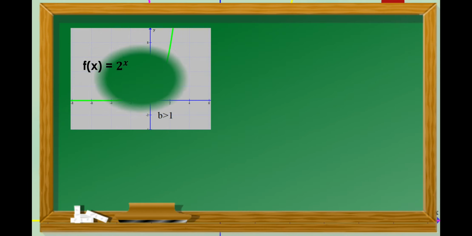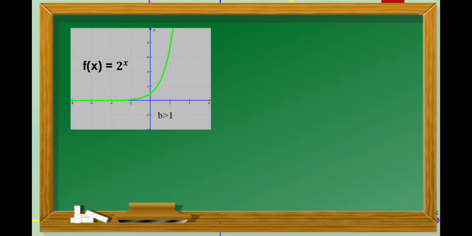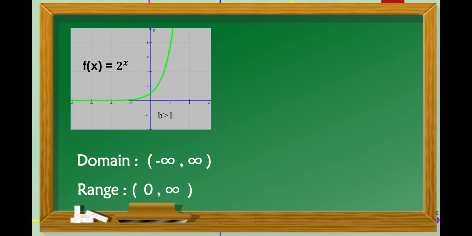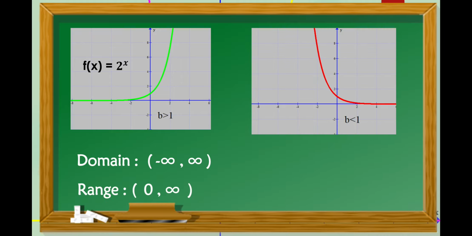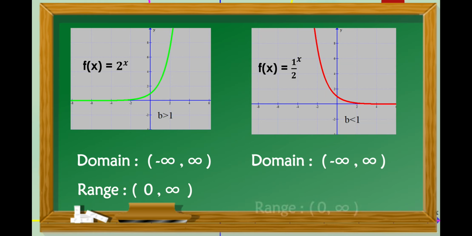So for the graph of f of x is equal to 2 raised to x, the domain is from negative infinity to positive infinity, and the range is from 0 to positive infinity. And then for 1/2 raised to x, the domain is negative infinity to positive infinity, and the range is 0 to positive infinity.